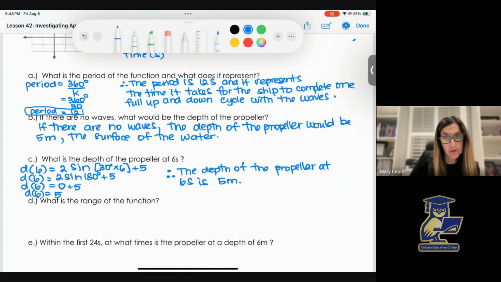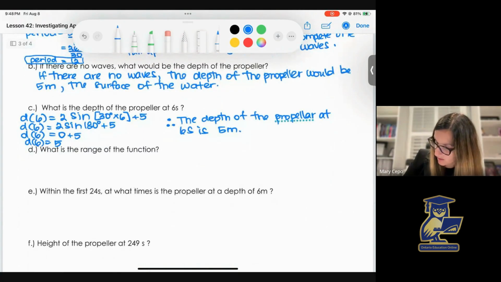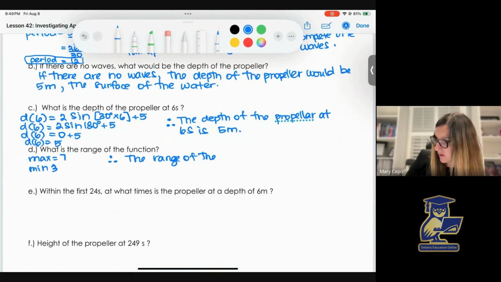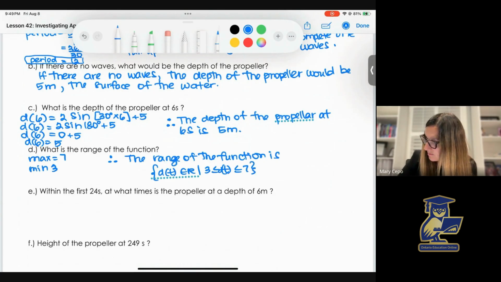Okay, what is the range of the function? We see the max, we see the min. I'm just going to state it: max is 7, min is 3. Therefore, the range of the function is d at t is an element of real. However, d at t has to be greater than or equal to 3, but less than or equal to 7.